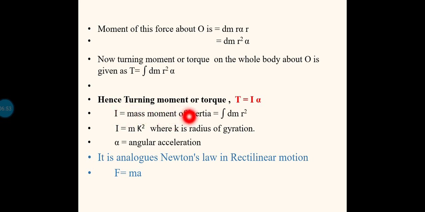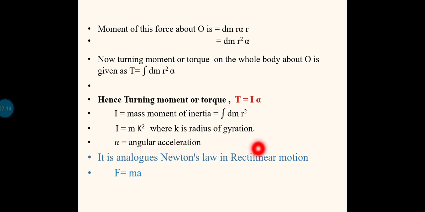Anyway, I is equal to the mass moment of inertia and is given by integral dm into r square. This term is the mass moment of inertia, that is I, and alpha is the angular acceleration. So we have got the general equation T is equal to I alpha, where I is the mass moment of inertia and alpha is the angular acceleration. T is equal to I alpha.